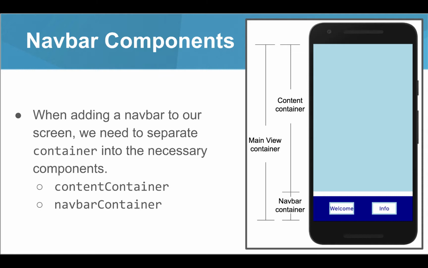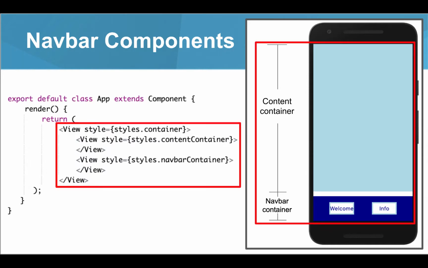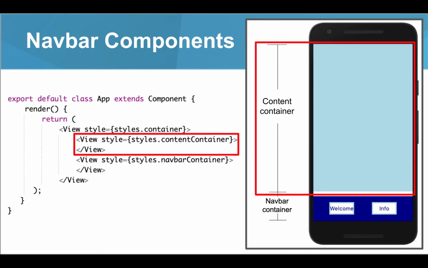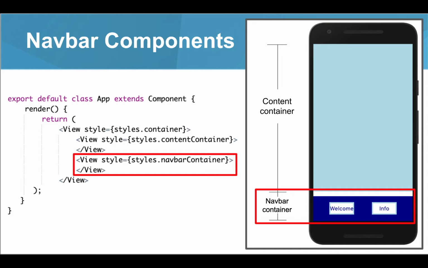To begin creating our navbar, we'll need to section out the main view container, which encompasses the entire screen, into containers for the main content and the navbar buttons. We'll call these content container and navbar container. We can do this by creating these 2 view components inside our main view container, which takes up the entire screen. We have the view component labeled content container at the top, and the navbar container below. These 2 components together make up the main view component.